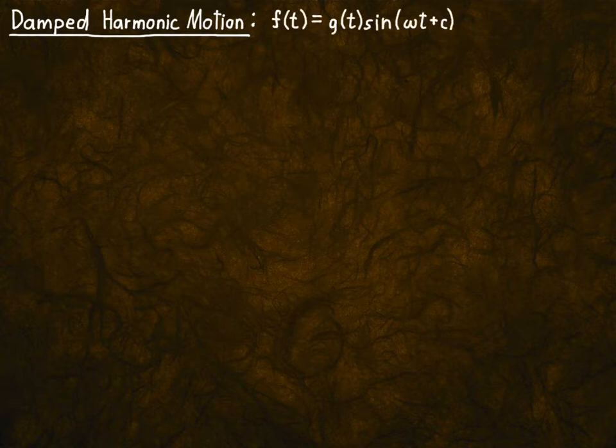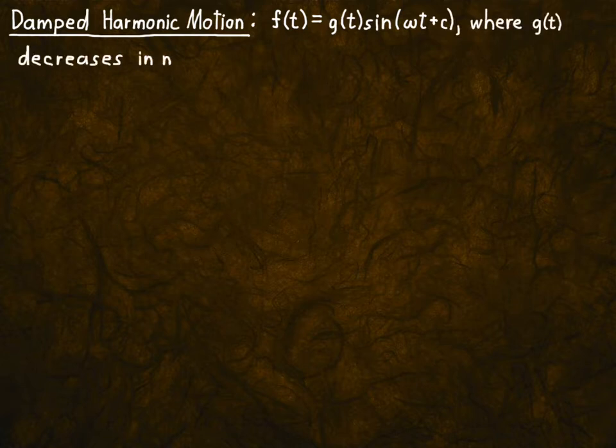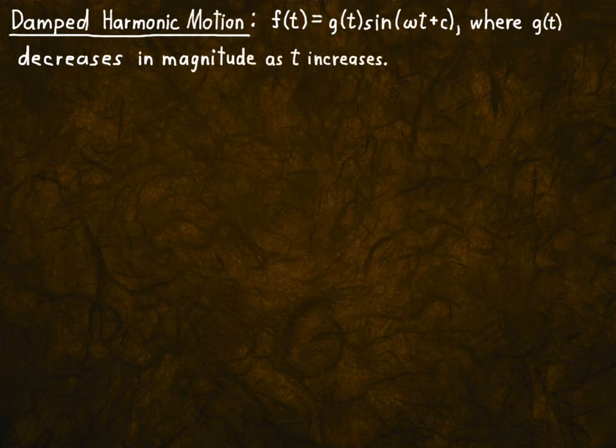The last thing that we need to go over for this section is an application of trig functions called damped harmonic motion. And this is given by a formula of the form f of t equals g of t sine of omega t plus c, where g of t decreases in magnitude as t increases. So it's damped harmonic motion, meaning each time it goes through a cycle, its amplitude decreases.